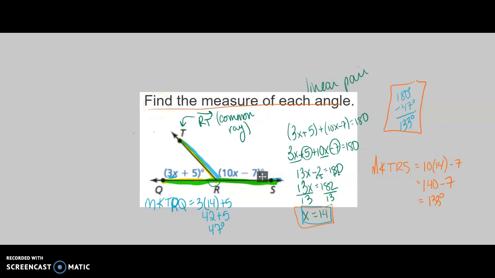Okay, so when I found the x value, and then if it says find the measure of each angle, you're going to substitute x back in for both of the angles, and then you want to make sure, okay, is that true that 133 degrees plus 47 degrees, do those both equal together 180 degrees like the setup of the problem?